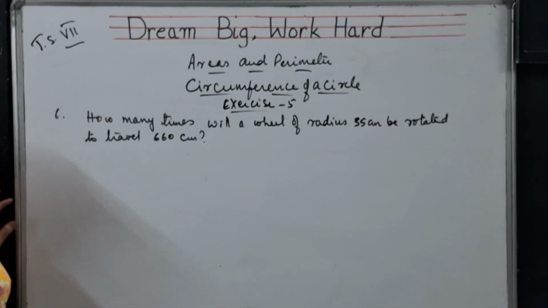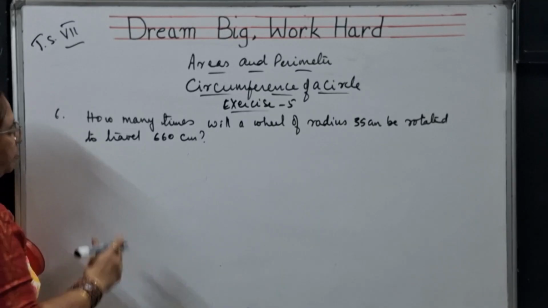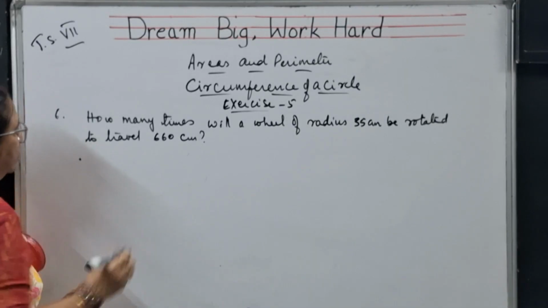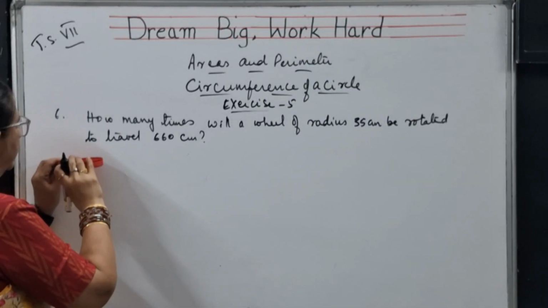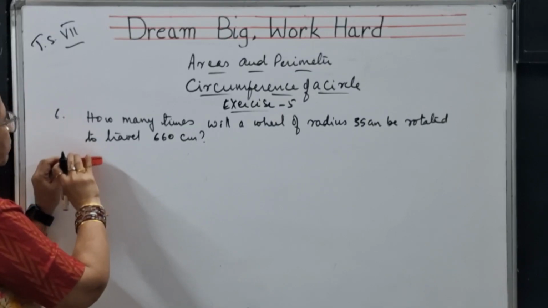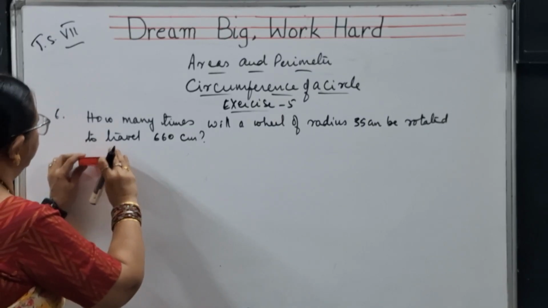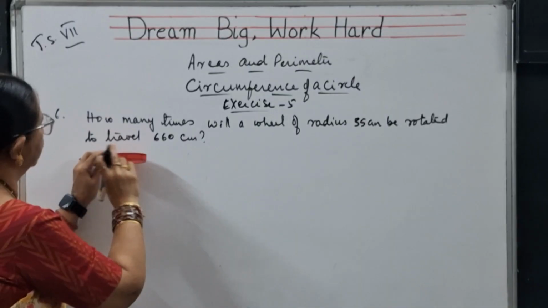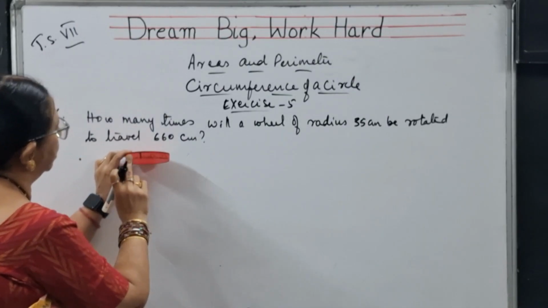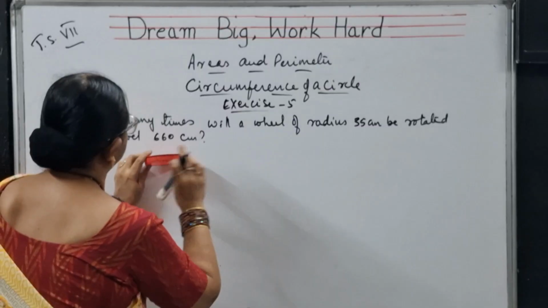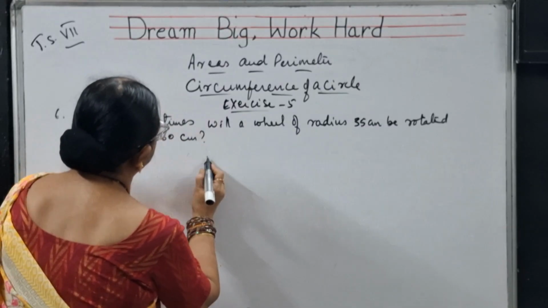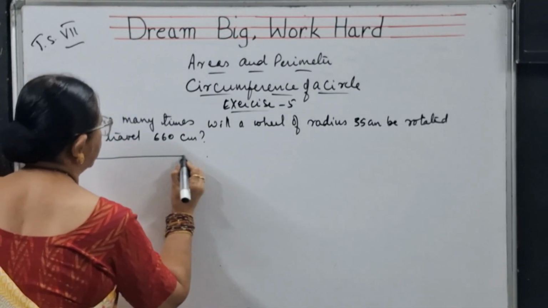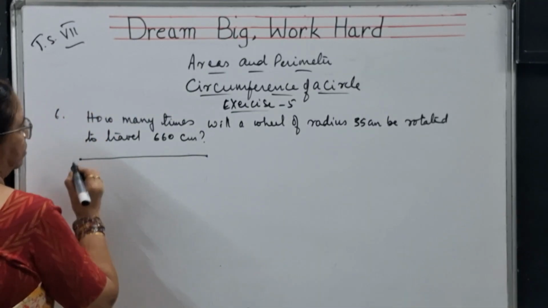How many times must a wheel of radius 35 centimeters be rotated to travel 660 centimeters? Let us take one example, children. Suppose this is a wheel. I have marked a point on it, so it should come back to its point once again. When it is rotated, it is rotating like this. So the mark has come up here. It should go down. At this position it has come. See, for one rotation it has traveled this much distance.